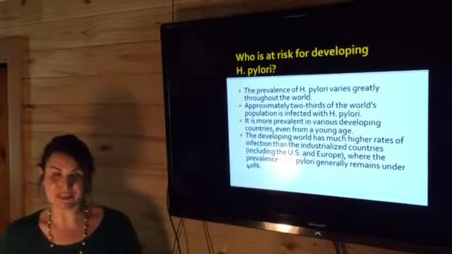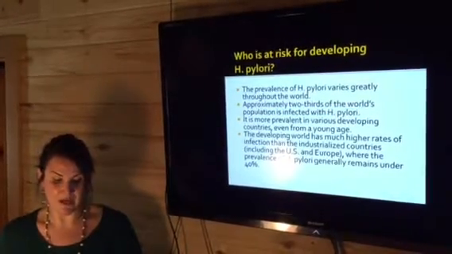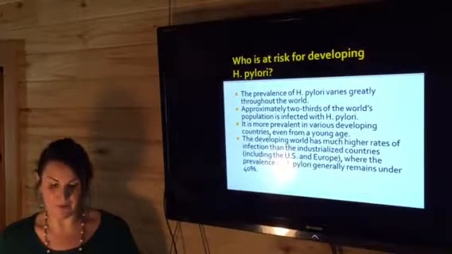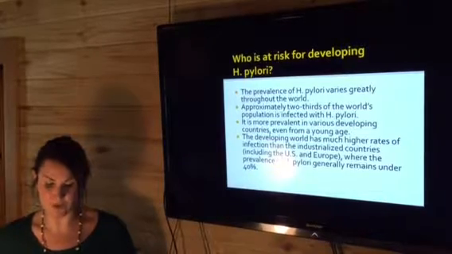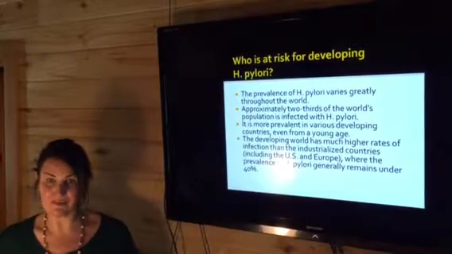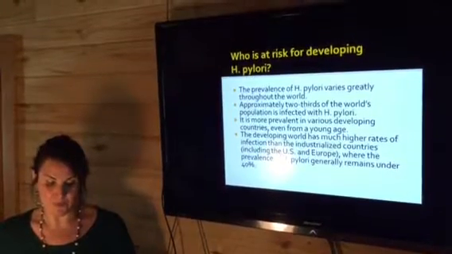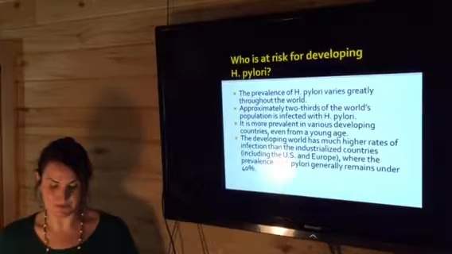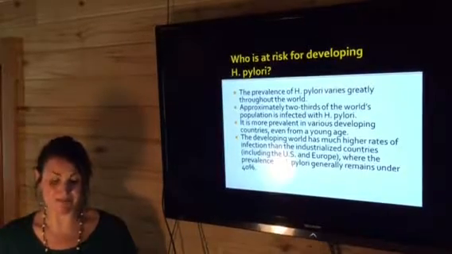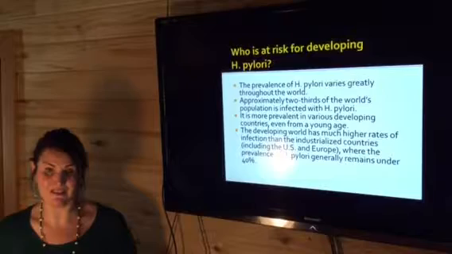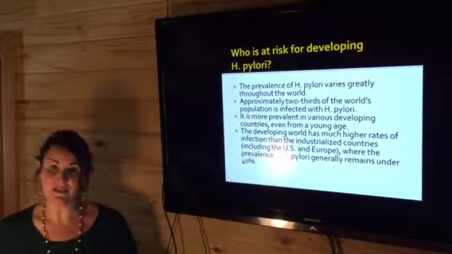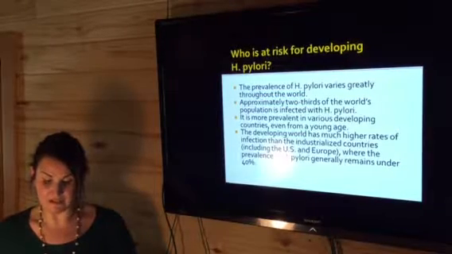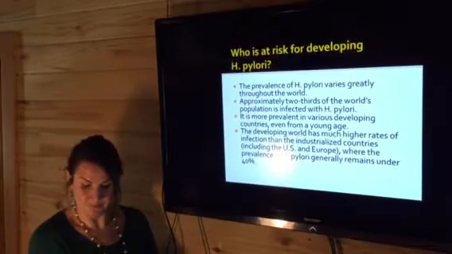Who is at risk for developing H. pylori? The prevalence of H. pylori varies greatly throughout the world. Approximately two-thirds of the world population is infected with H. pylori. It is more prevalent in various developing countries even from a young age. The developing world has much higher rates of infection than the industrialized countries, including the US and Europe, where the prevalence of H. pylori generally remains under 40%.